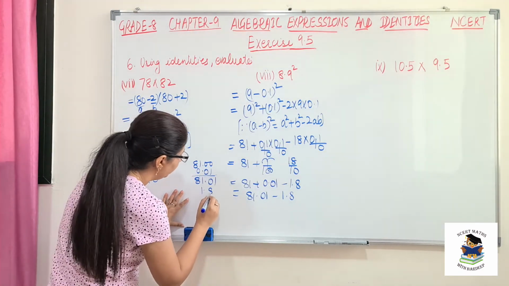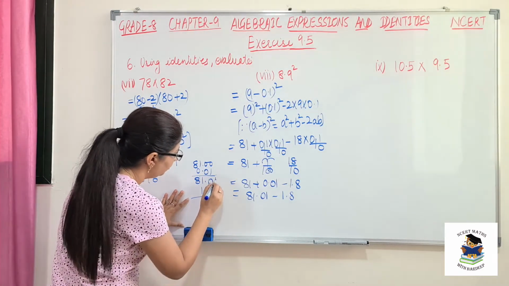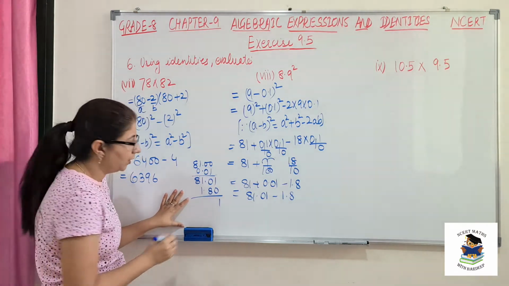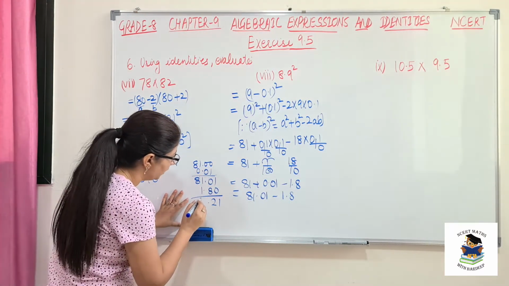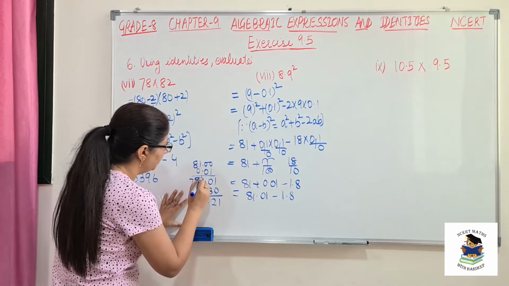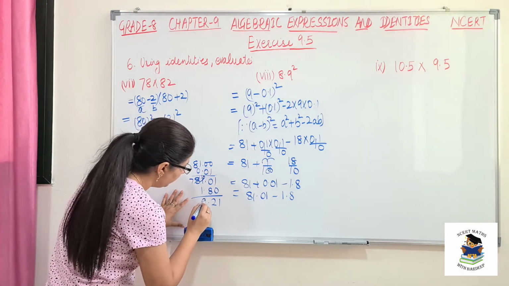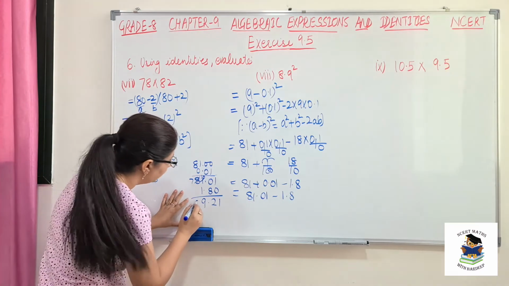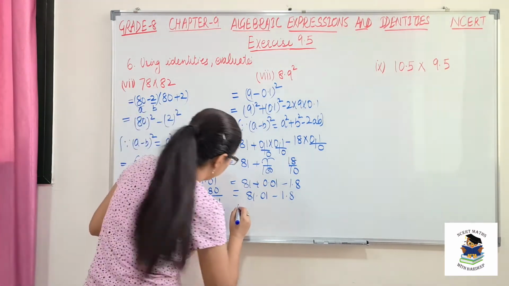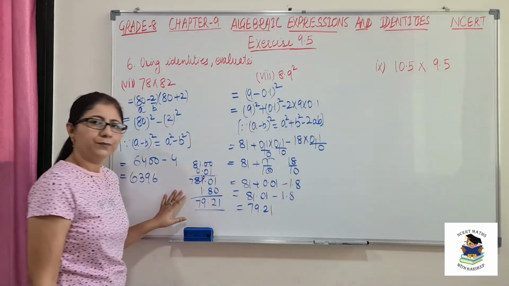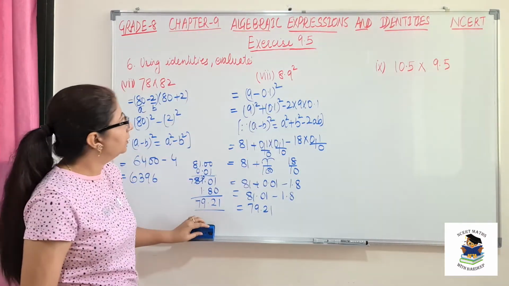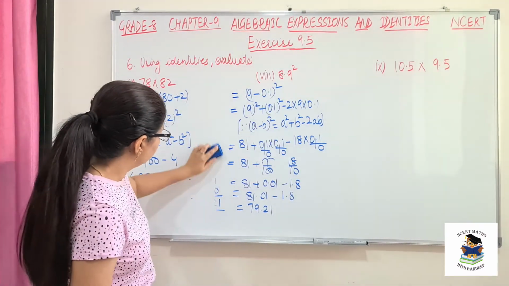So 1.8. 1 minus 0 is 1. This is 10 minus 8 as 2. 0 minus 1, so 0 becomes 7 here, and it will be 10 here. 10 minus 1 is 9. And our answer is 79.21. Okay, so this is our 8th part.